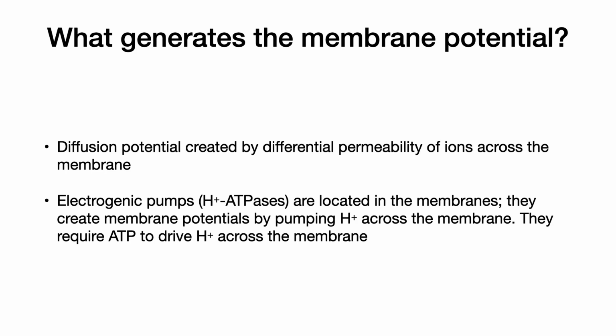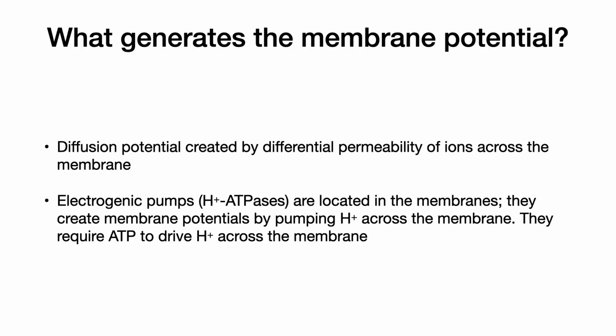In animals, they have sodium-potassium ATPases, but in plants, we have proton pumps or proton ATPases, which are located in multiple membranes, in both the plasma membrane and the tonoplast. They create membrane potentials by pumping protons across the membrane, creating a charge difference.